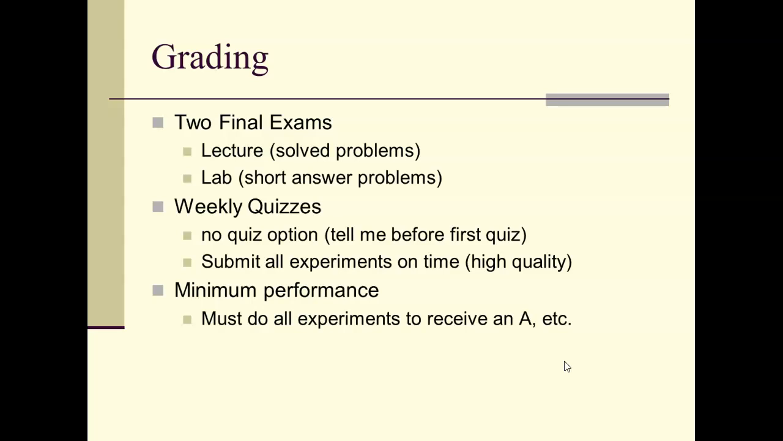Additionally, the class has minimum performance standards that are listed on the syllabus. What this means is, to get an A, you've got to do all the experiments, etc. So if you ace all the quizzes and all the finals and you don't get the experiments done, then you're not going to get an A. You've got to keep up in the class and turn in all the experiments to get the happy grade.